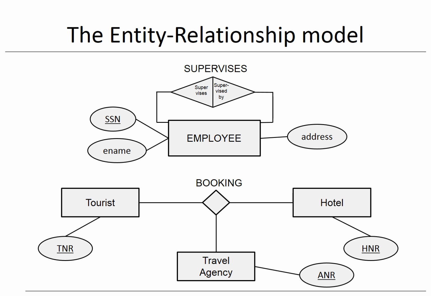Here you can see 2 more examples. The supervisor's relationship type is a unary or recursive relationship type since it models the hierarchical relationships between employees. The role names supervises and supervised by are added for further clarification. The second example is an example of a ternary relationship type booking between the entity types tourist, hotel, and travel agency. Role names can also be added, but this is less straightforward here.